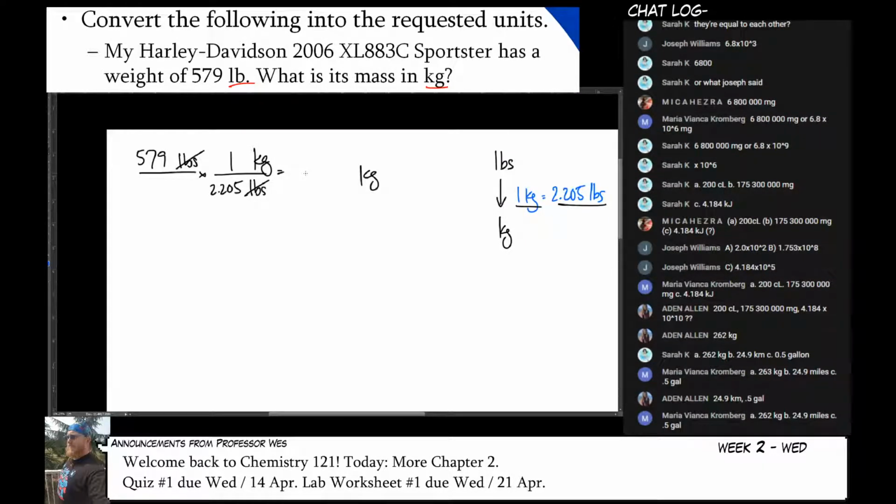And I get 262.585034. That's enough digits, because now we're going to go check sig figs. This number is written as 3. This number has 4. Ones are always infinite. Don't worry about the ones. This is the smallest one. My answer should have that many.